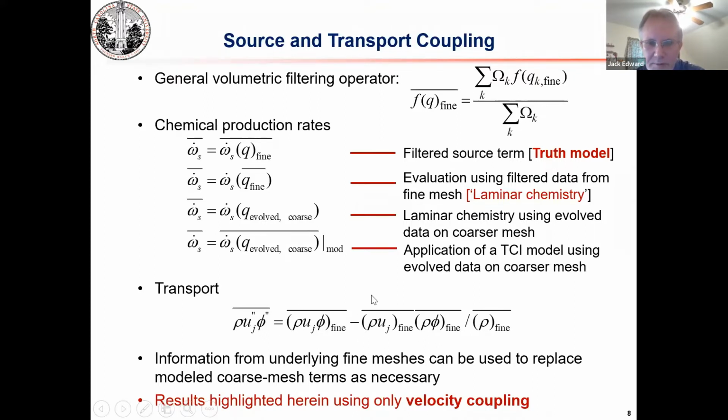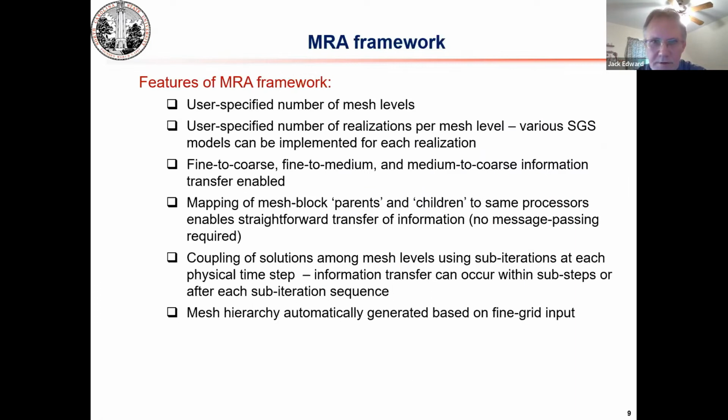We can do this, but it turns out that what we found, after going through a lot of this over the years, is that the best results, or the most useful results we get, are when we only really constrain the coarse meshes by the fine grid velocity field. So we call that velocity coupling, and all the results you're going to see just use that. So that's kind of the idea.